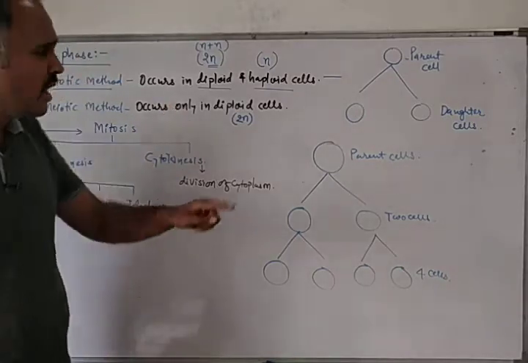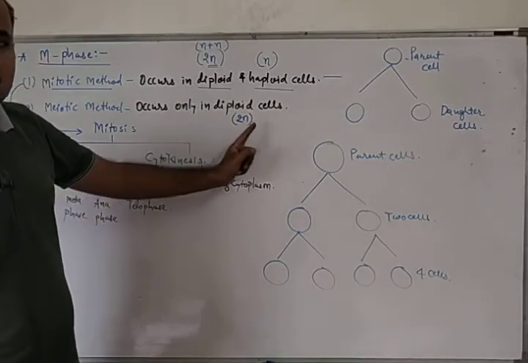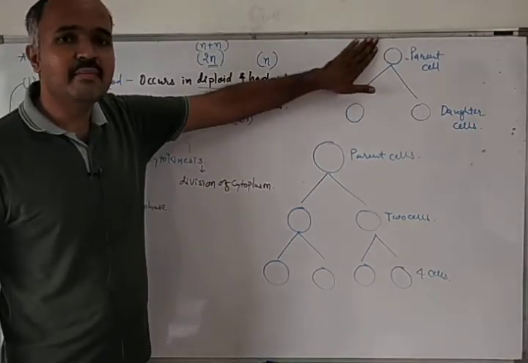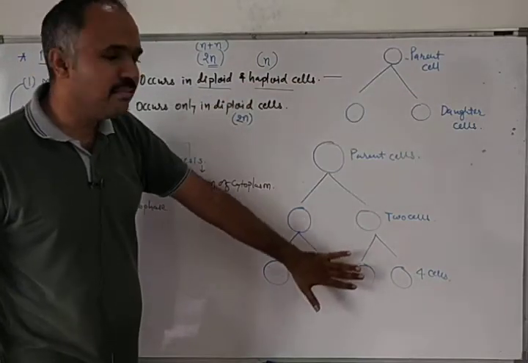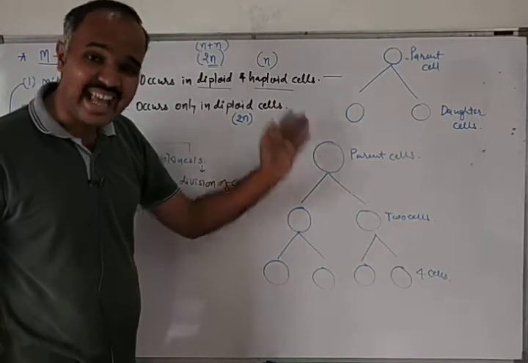First difference is mitosis occurs in both diploid and haploid cell, whereas meiosis occurs only in the diploid cell. Second difference is in mitosis 2 daughter cells are produced from the parent cell, whereas in meiosis 4 daughter cells are produced from the parent cell. This is the second difference.